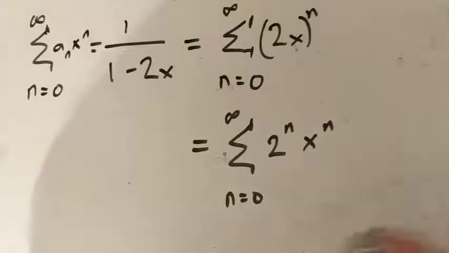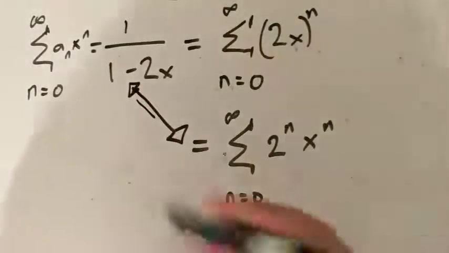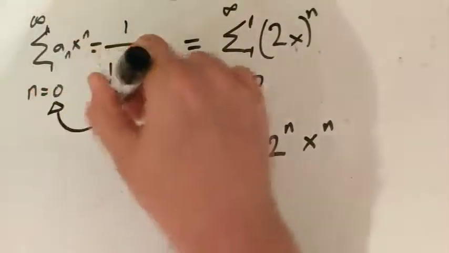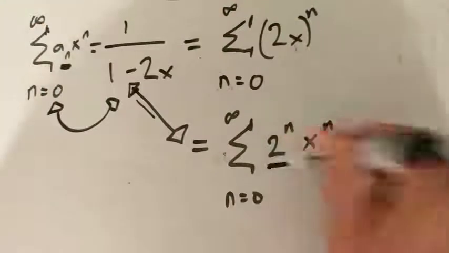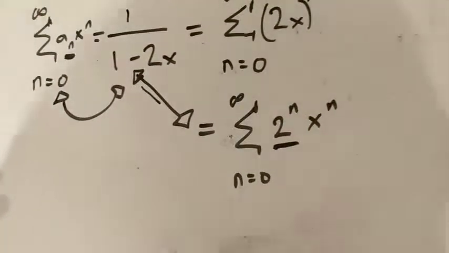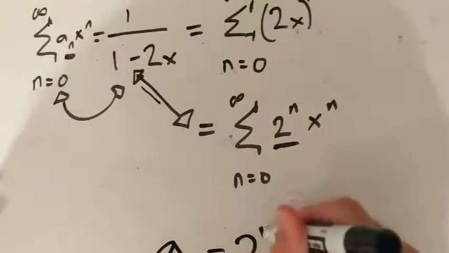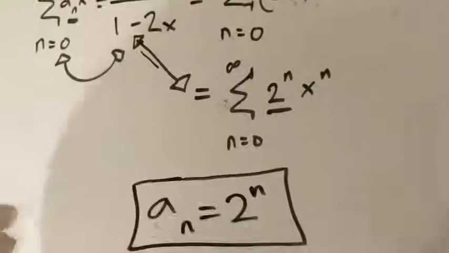So, if you believe this equality, then you also have this string of equalities. In other words, the a sub n lines up with the 2 to the n, and we have solved our recurrence. The closed form solution of this is a sub n equals 2 to the n. Using the method of generating functions, we're able to see that answer.